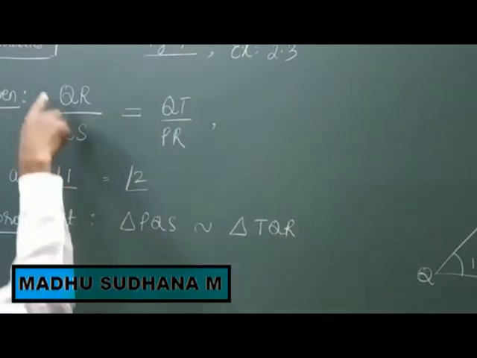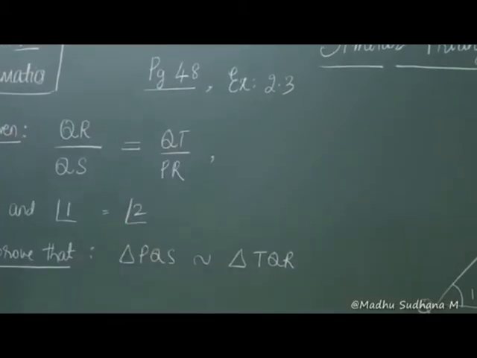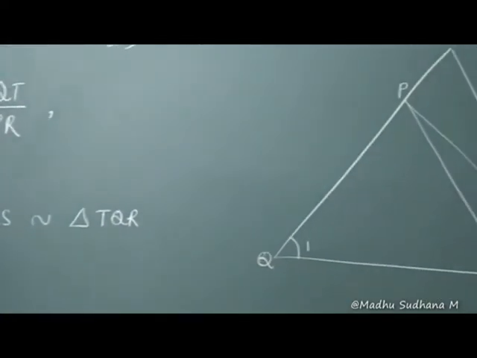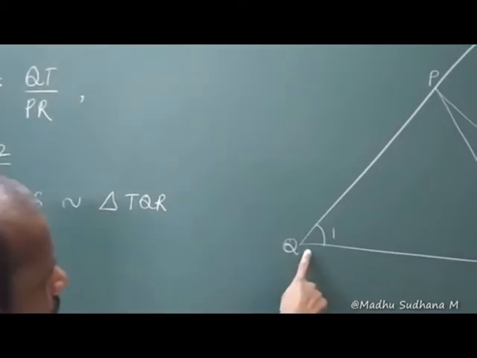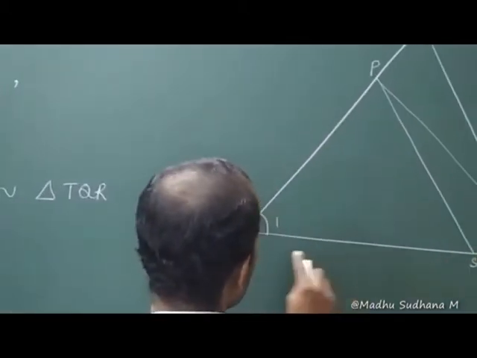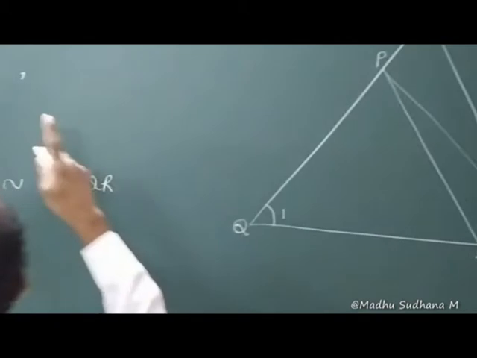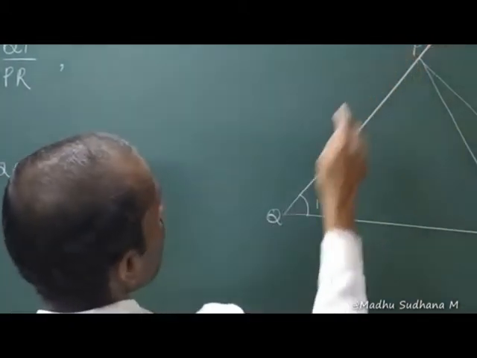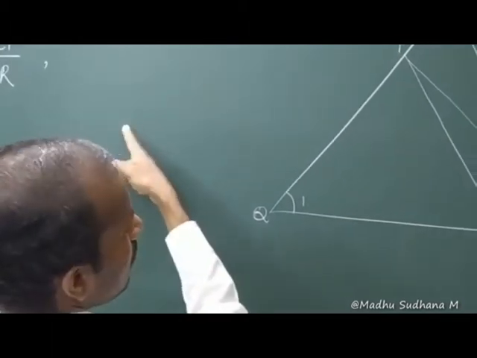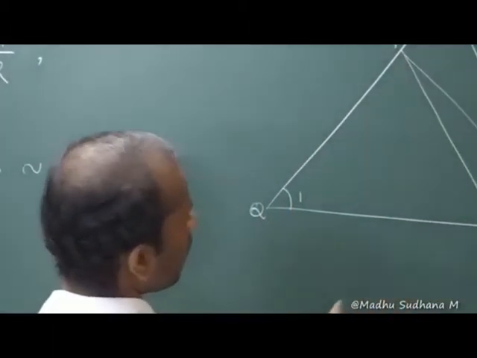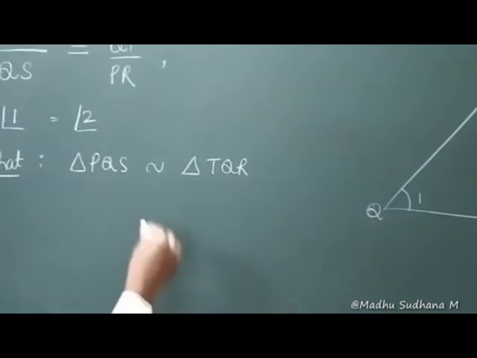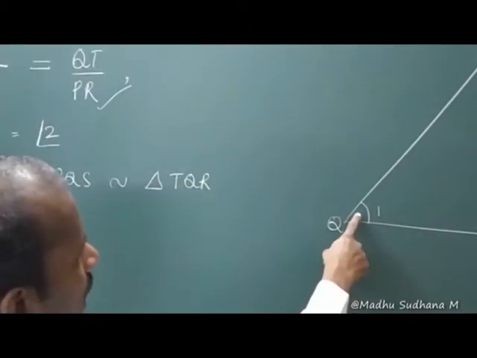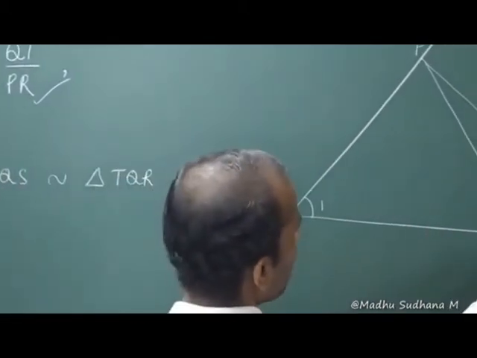Next question for 10th standard mathematics under similar triangles. We have the given diagram. QR, this is my total length QR by QS, which is equal to QT, the total length, by PR. Okay, so this is the given part. We have one more given: angle 1 is equal to angle 2.